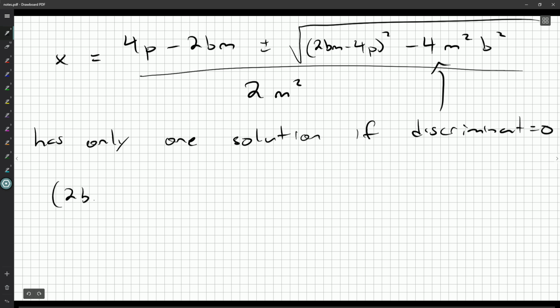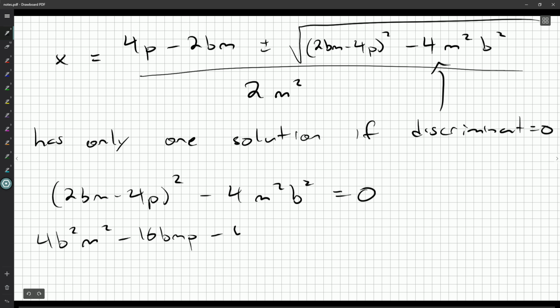So what do I need? I need (2bm minus 4p) squared minus 4m squared b squared to be equal to 0. Otherwise, I don't have a tangent. So expand it out. 4b squared m squared minus 2 times 4 is 16 bmp, plus 16p squared, minus 4m squared b squared needs to be equal to 0.